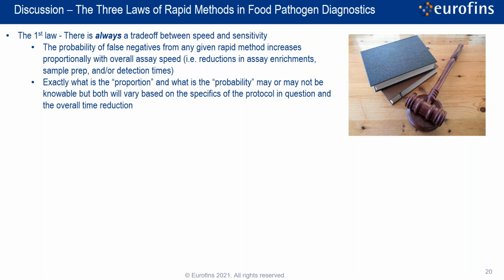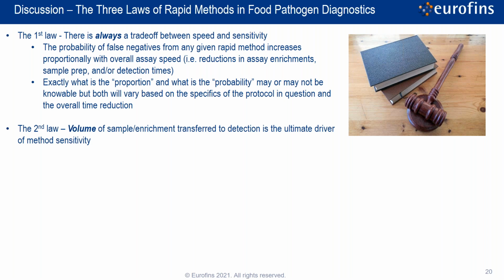In some cases, it's fully calculable. In others, it may not be. But it's really going to vary depending on the protocol in question and the overall time reduction you're talking about. The second law is that the volume of sample transferred to detection is the ultimate driver of method sensitivity. And it does this in 2 ways. It can increase sensitivity when you bring in more volume, but it also can increase the probability of inhibition, which could actually also decrease sensitivity.